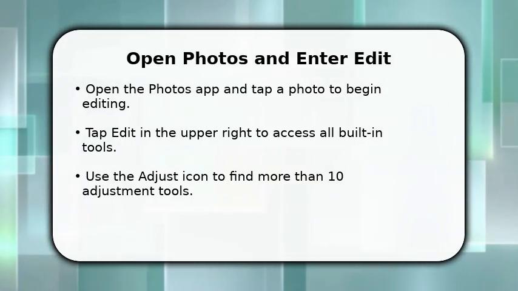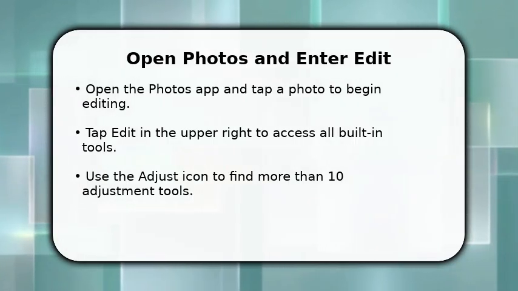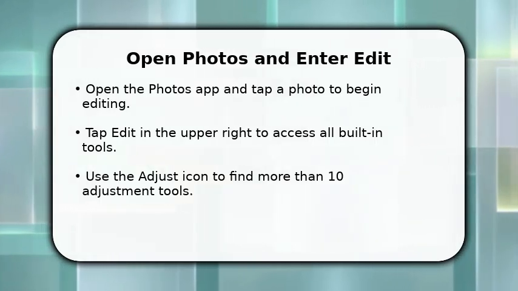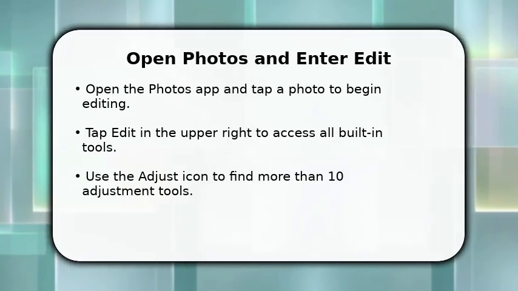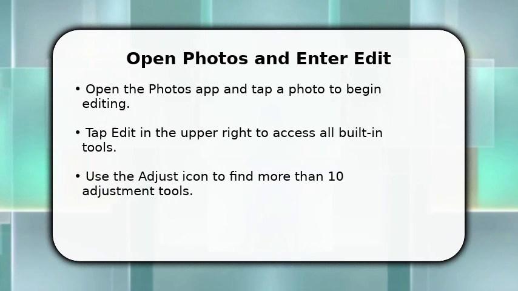Next, locate the Adjust icon to see exposure, brilliance, highlights, shadows, and more. The app shows more than 10 adjustment tools for precise control. Follow the on-screen controls to make incremental changes and preview each change in real time.